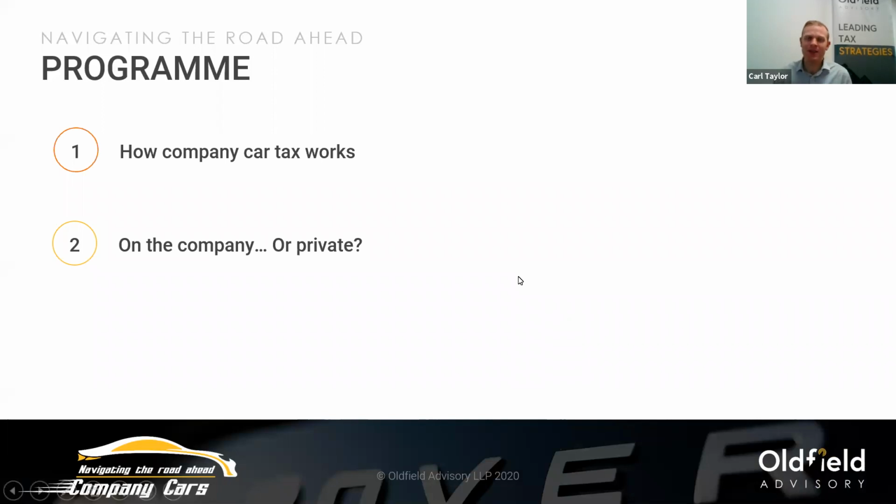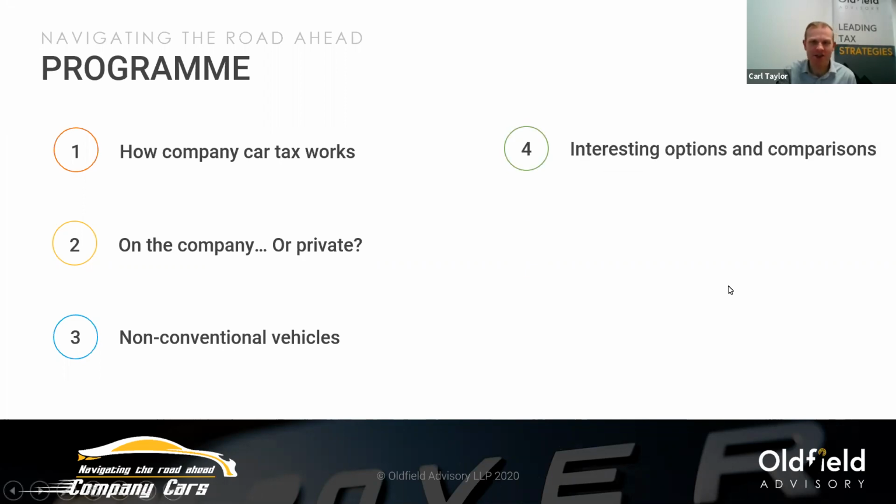Then we're going to talk about the critical question of whether you run vehicles as company cars or whether you run them privately, both for employees or for directors. We're then going to talk about some interesting non-conventional vehicles and the tax strategies you can look at around those. We're then going to look at some interesting options and comparisons. And then we're going to have a question and answer forum. And then we're going to wrap up with a summary and with some key takeaways for you to really take away with you.